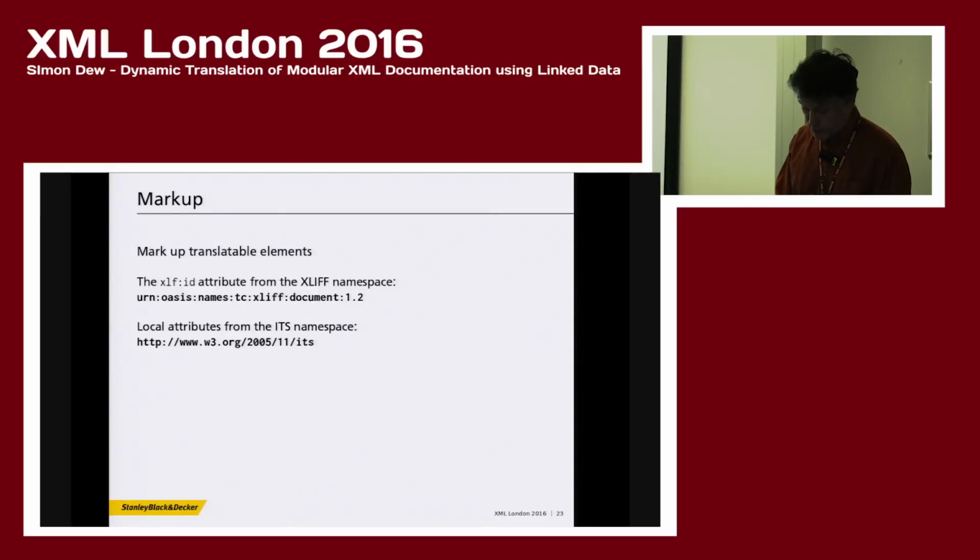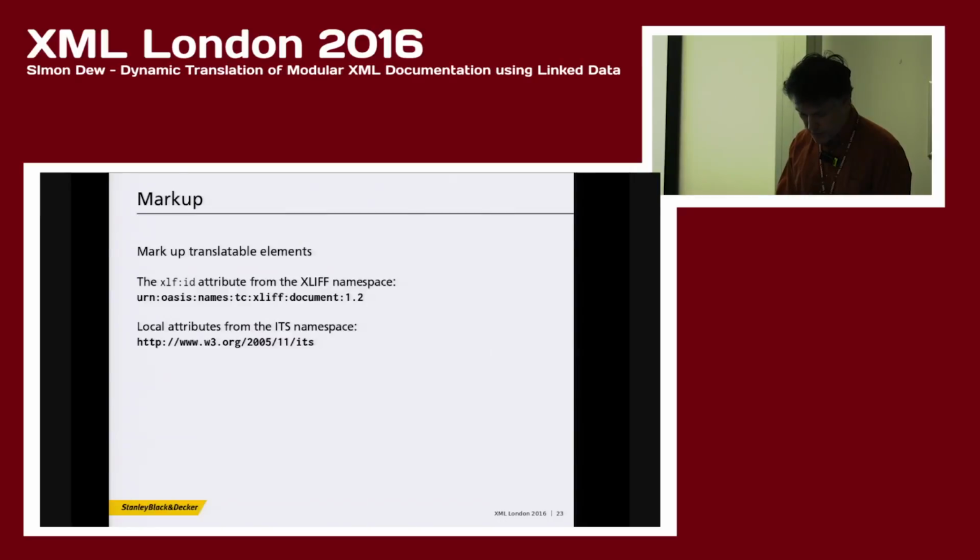We also use all of the local attributes from the ITS namespace in the source documents. So they're used as specified by the ITS 2.0 specification, to mark up localization notes, terminology, and even to say whether a particular element should or shouldn't be translated.